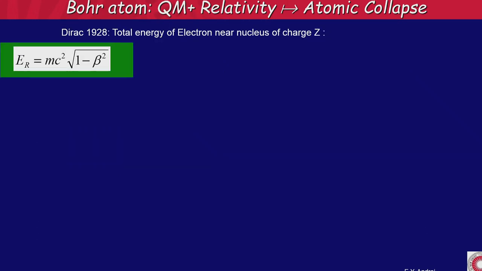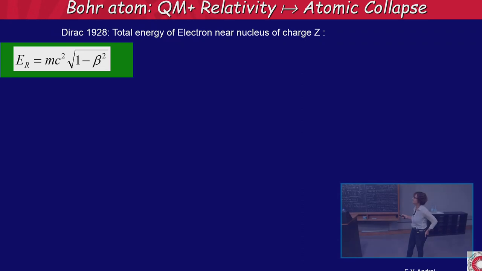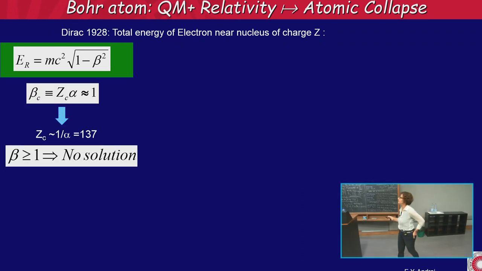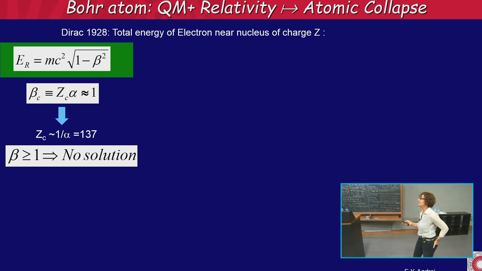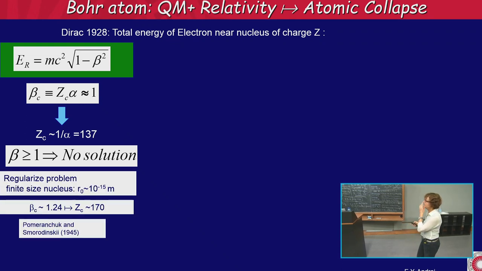So Dirac noticed that a long time ago, when you have a charge of 137, so you have an atomic number of 137, all hell breaks loose. There are no solutions, basically. They are imaginary.